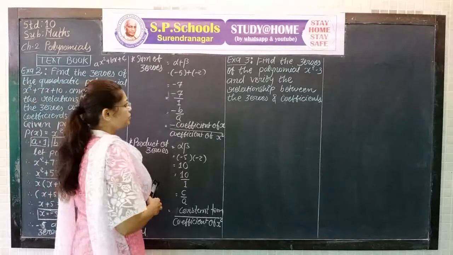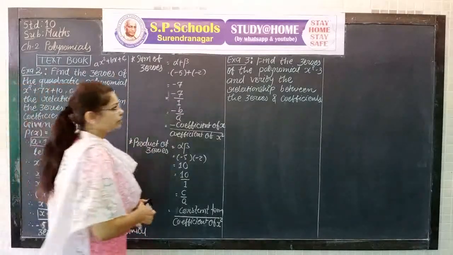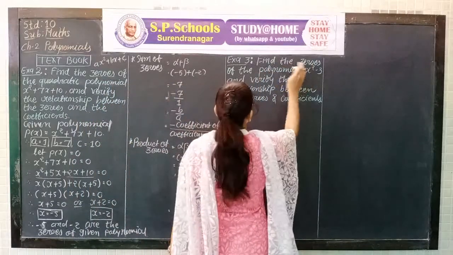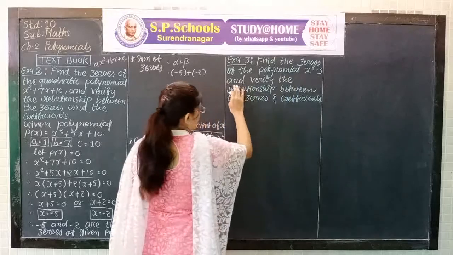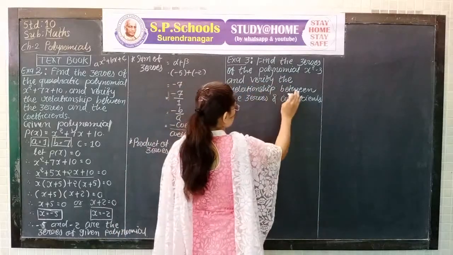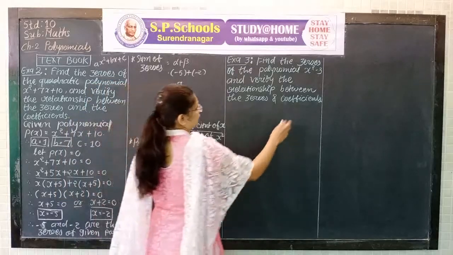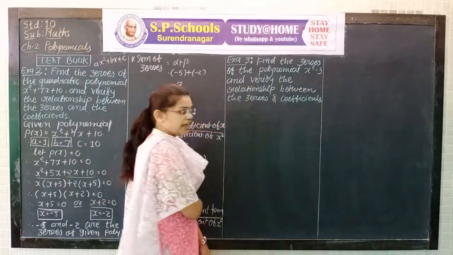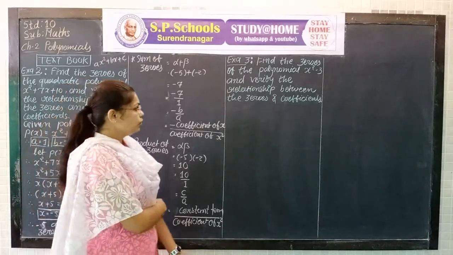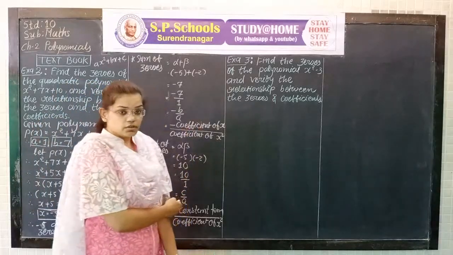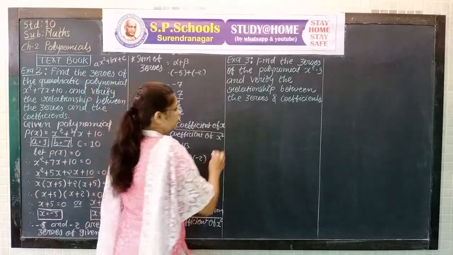Now next, example number 3 from our textbook: find the zeros of the polynomial x square minus 3 and verify the relationship between the zeros and the coefficient. Here the term with variable x is missing, means that b is equal to 0. So the zeros of the given polynomial are opposite each other.